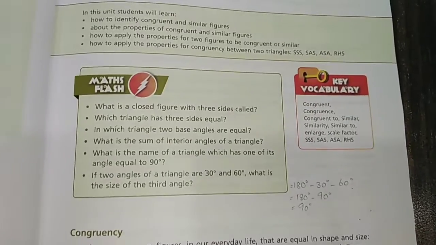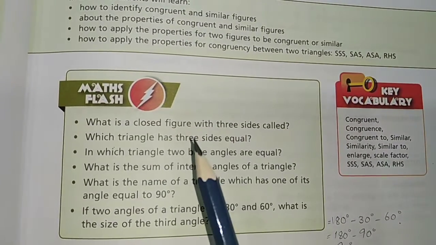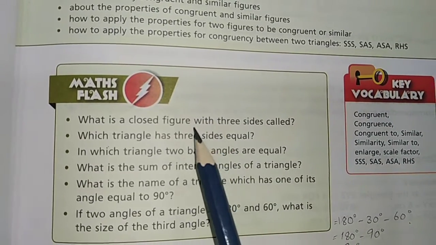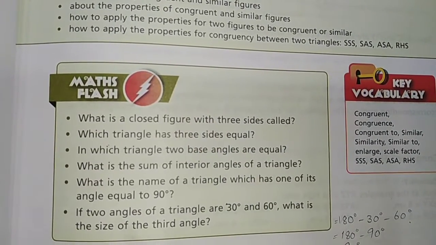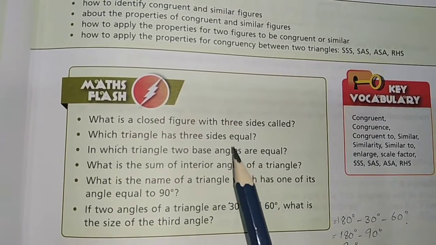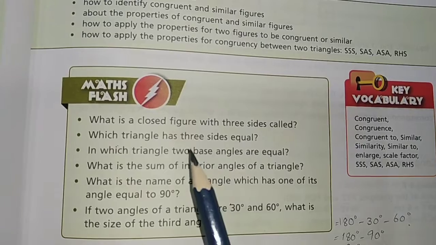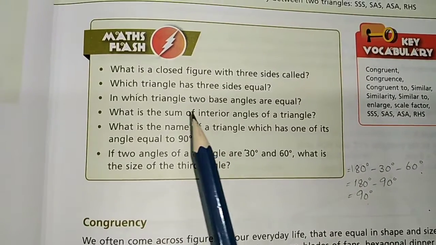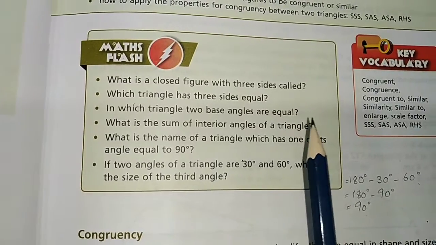So firstly we have to do the math flash. What is a closed figure with three sides called? Students, that is a triangle. A triangle is a closed figure with three sides. Which triangle has three equal sides? That is an equilateral triangle. An equilateral triangle is a triangle in which all the three sides are equal. The next one is, in which triangle are two base angles equal? That is an isosceles triangle.